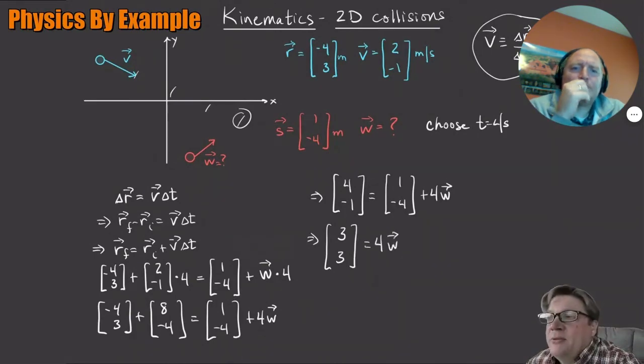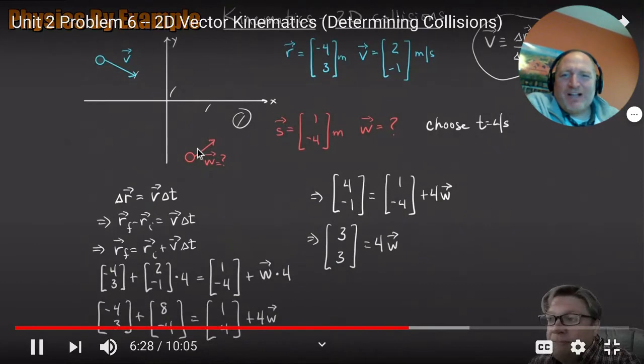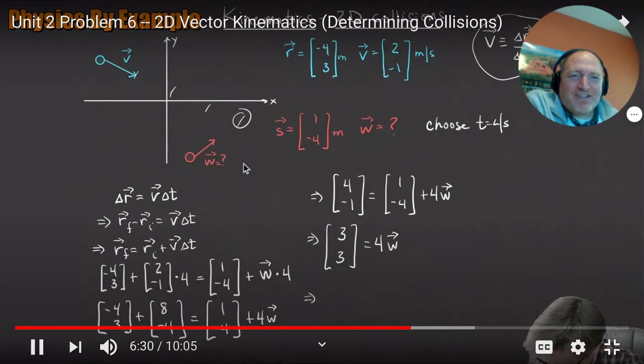Plus 4W. So I'm just doing vector algebra. Now I divide both sides by 4, so that means I divide both components by 4. It was 45 degrees. Look at that. It was 45 degrees.